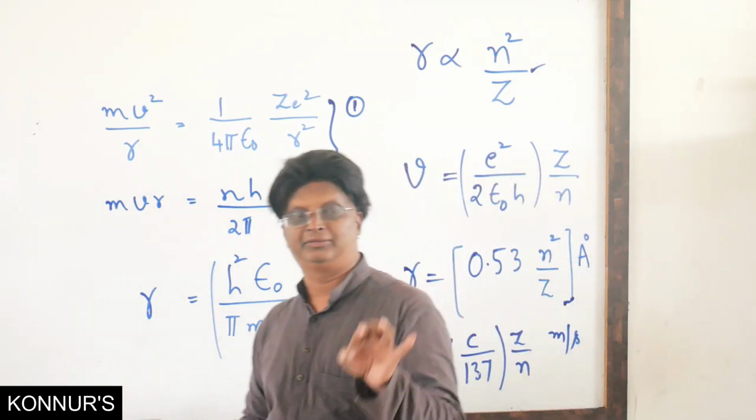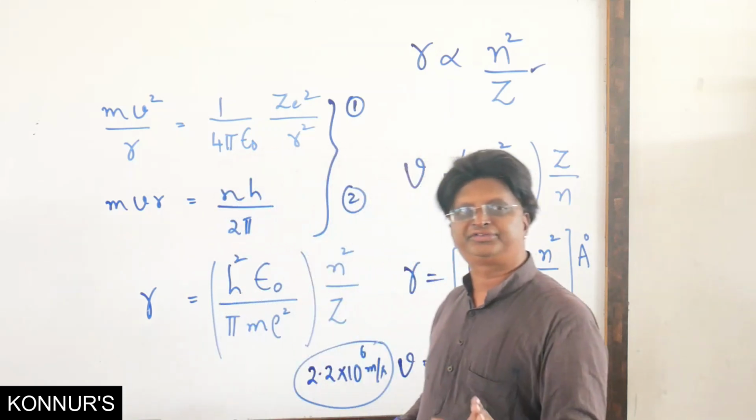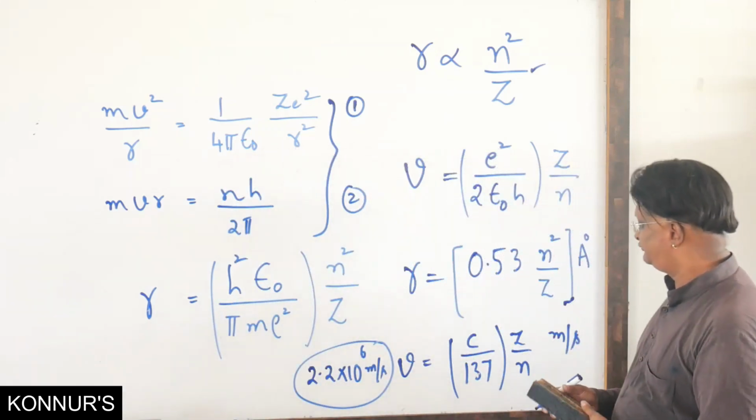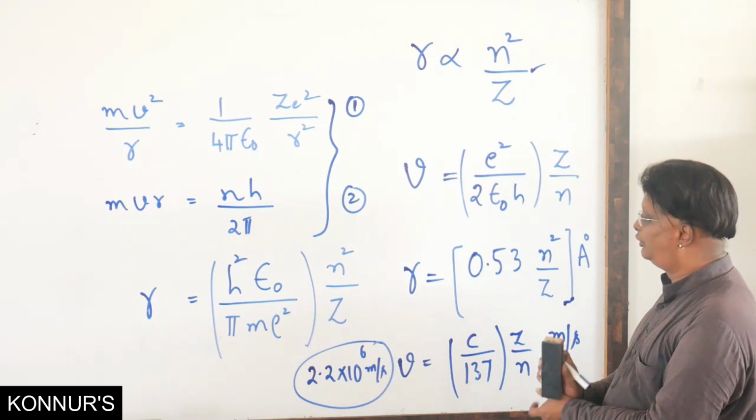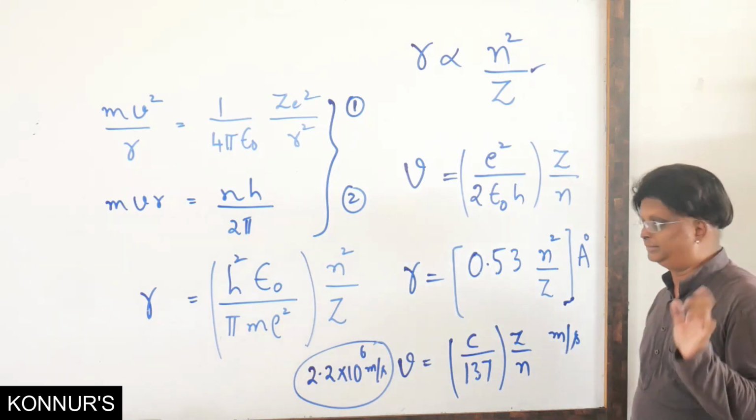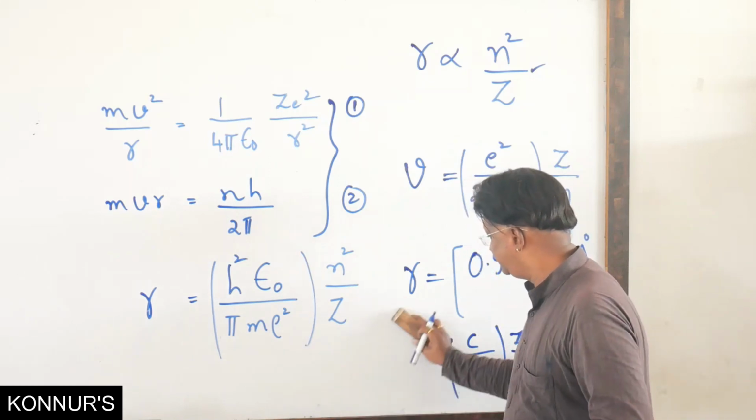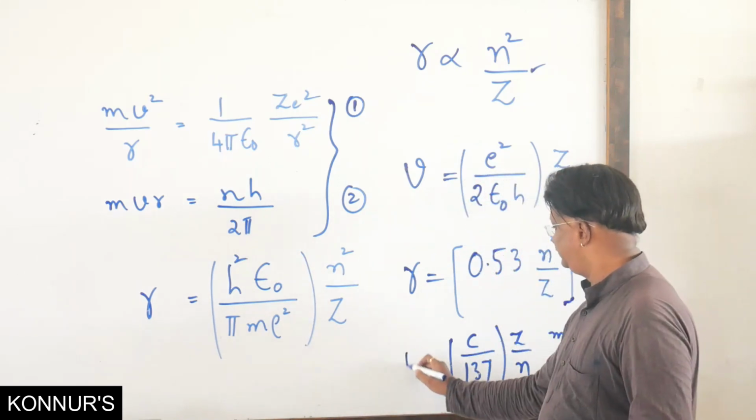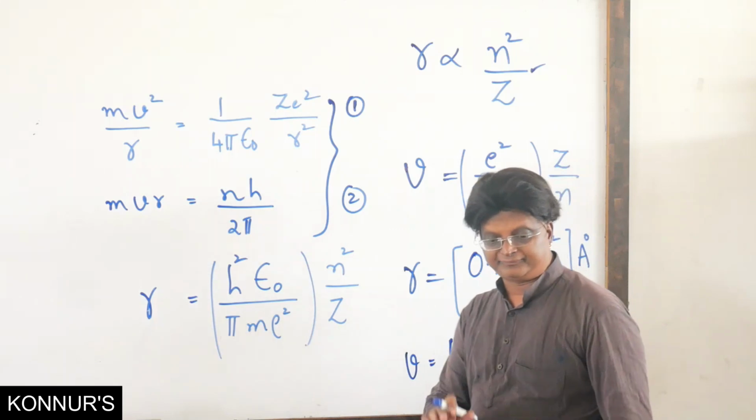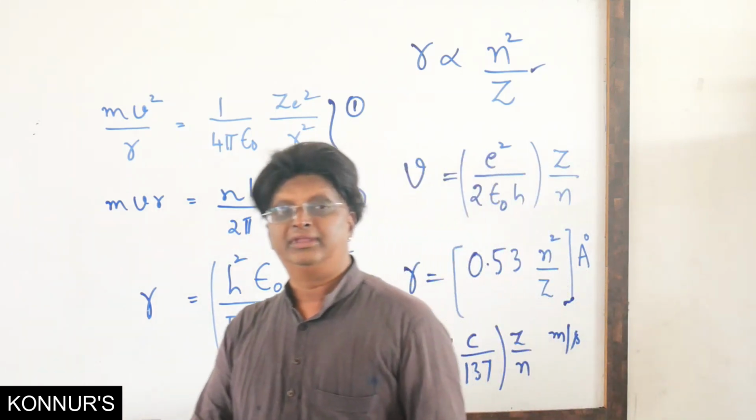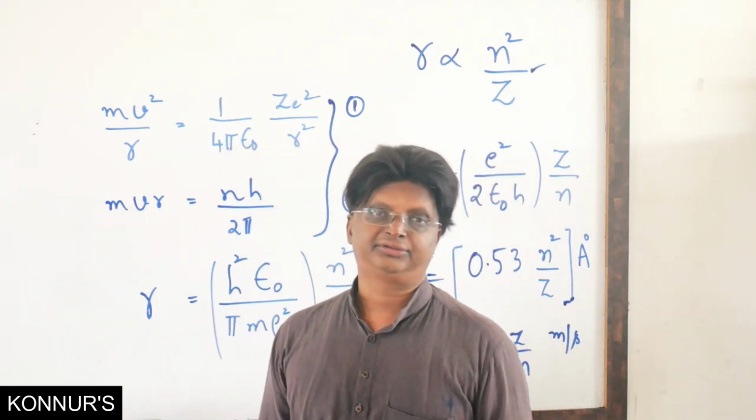0.7% of the speed of light is nearly the fastest velocity, that of the orbital electron in the Bohr hydrogen atom. So now I have given you expressions for radius and velocity. This is sufficient for our next discussions.